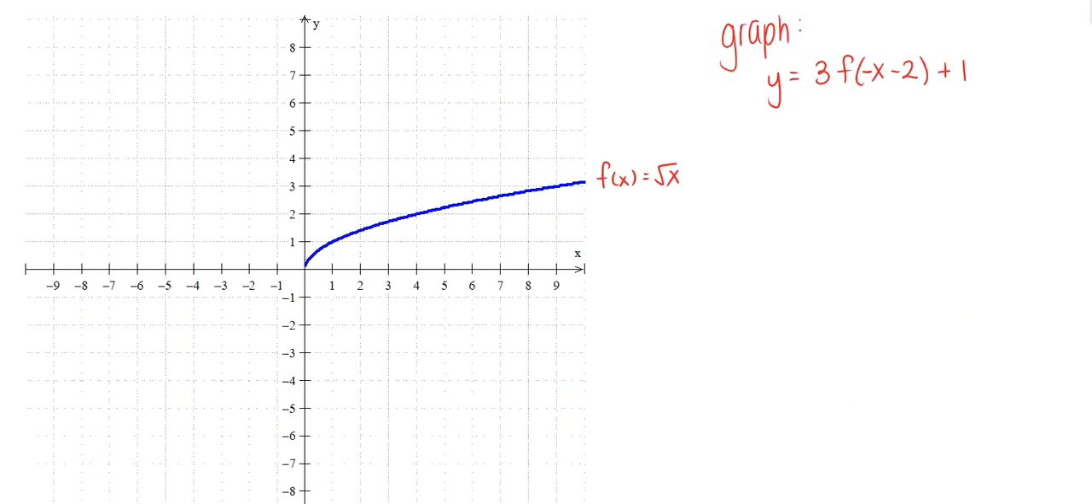Okay, so now let's take an example of doing transformations on the basic graph of root x. So I want you to graph 3 times the function of negative x minus 2 plus 1. So first we need to be able to identify what sort of transformations have happened to our base function, the square root here, and then apply it to the graph. So you can leave it in function notation if you wish, and then write down how the points correlate. You can translate it into a square root equation if that helps you as well.